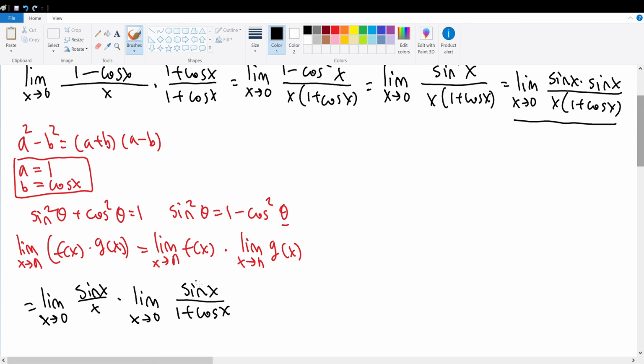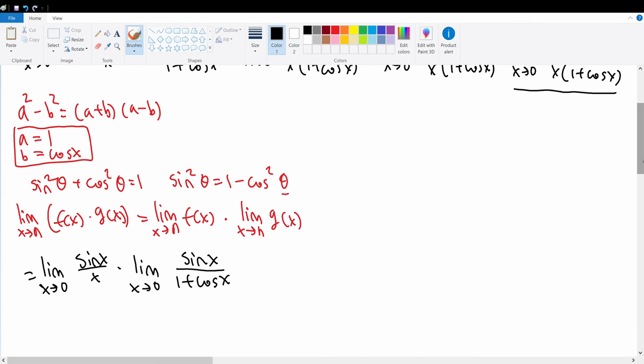And we know from a limit property, once again, that the limit as x goes to 0 of sine of x over x is nothing more than 1. We will prove this limit in future videos, but for now, just accept this as true. So this limit as x goes to 0 of sine x over x will become 1 times this limit. And we can evaluate this limit by substituting 0 for x into our ratio. So this becomes 1 times sine of 0 divided by 1 plus cosine of 0.